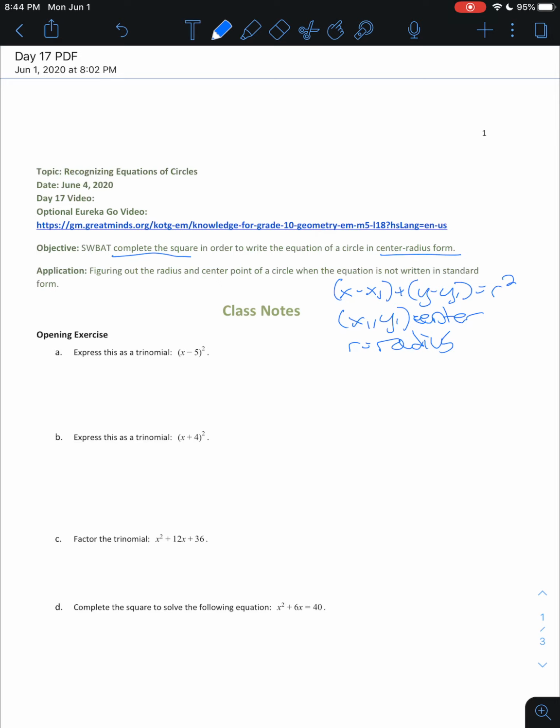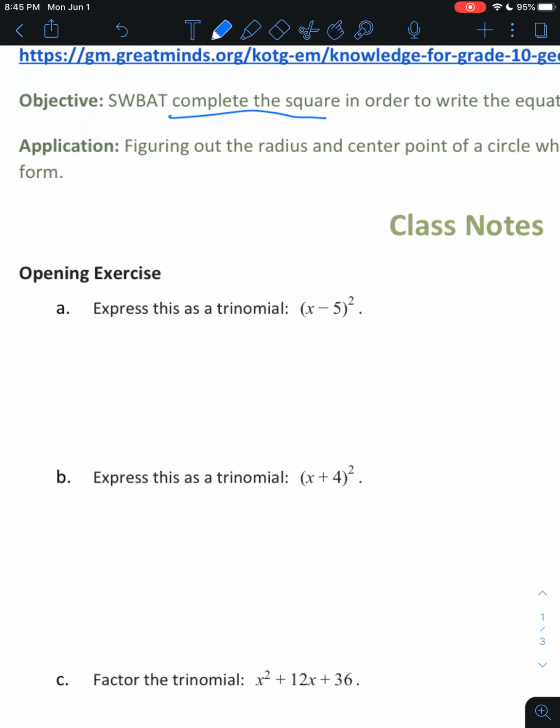So before we get into that, we want to do some warm-up review exercises. These topics will be helpful for you in tackling this lesson. For our first opening exercise here, we have to express this as a trinomial. Remember, a trinomial is an expression with three terms, kind of like this would be an example of one, right? We have 1, 2, 3 terms.